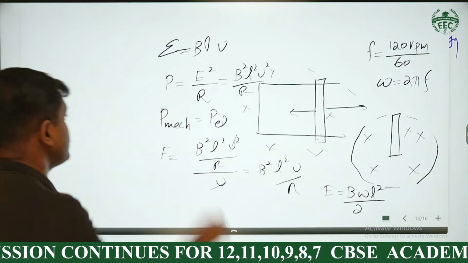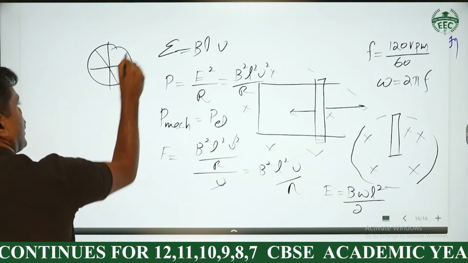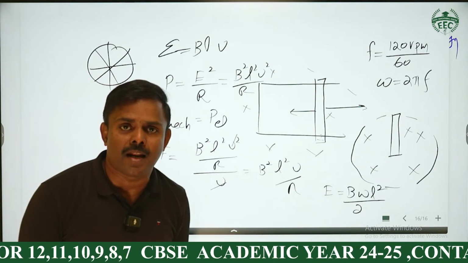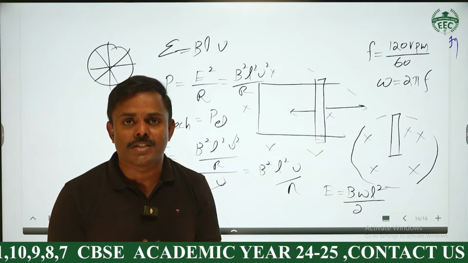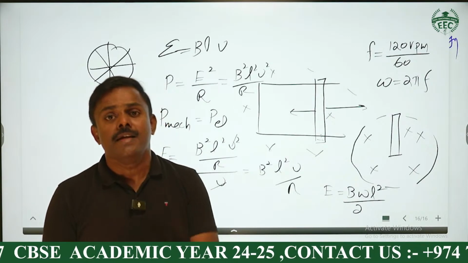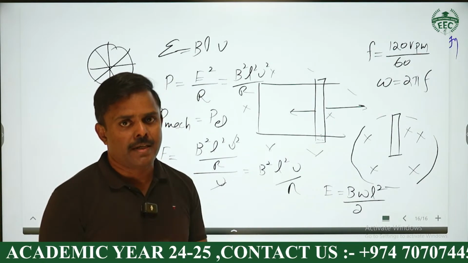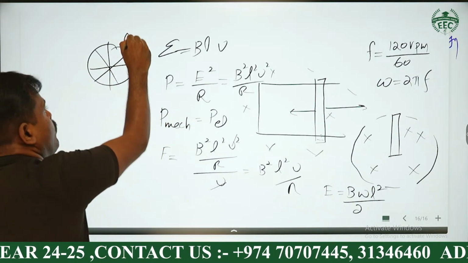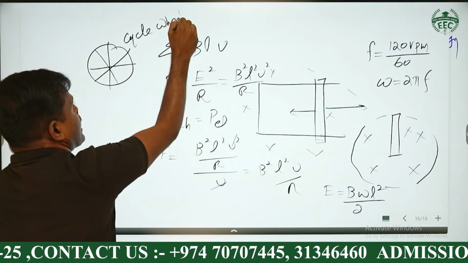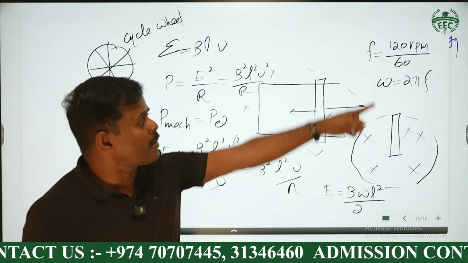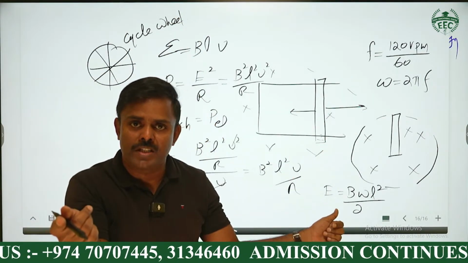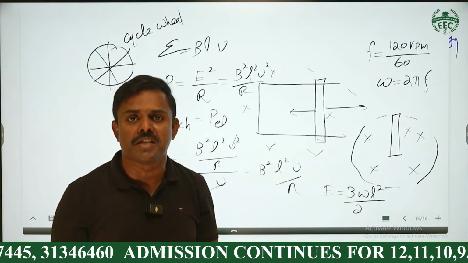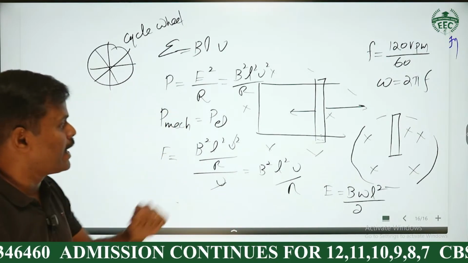Remember, there is a question: a cycle wheel has spokes. These spokes are to be taken like cells in parallel. In the case of cells in parallel combination, the number of cells is irrelevant. The number of spokes is not to be counted, so in the case of a cycle wheel, the number of spokes won't be considered at all. There was a question to calculate the EMF, followed by another: what happens if the number of spokes is increased? Nothing will happen. B omega L square by 2.